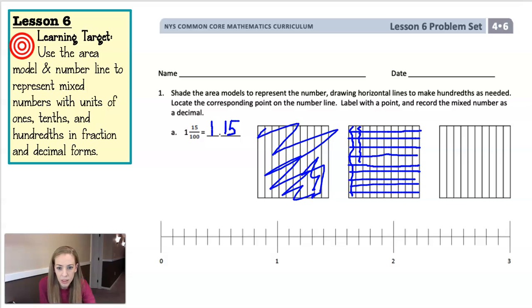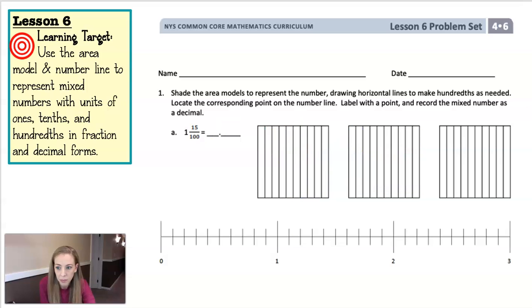Okay, and then on the number line, if we know we have to be past 1, and then 15 out of 100 past that. So we know we're going to go to 1, then we'll go 10 more, even though this just looks like 1, this is like worth 10 pennies, and then 5 more pennies. So that would be 1 and 15 hundredths. Okay, all right.